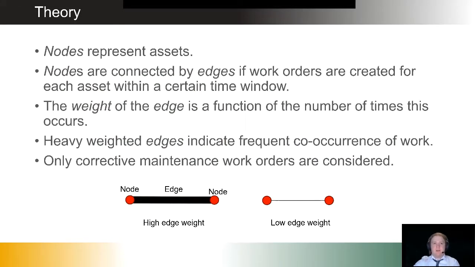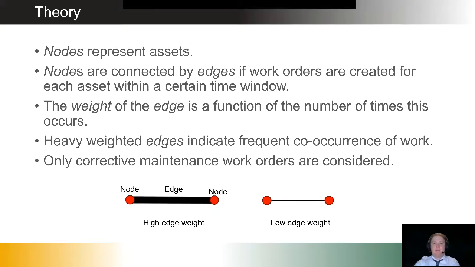From this data, a network of nodes and edges is constructed. The nodes represent the assets and are connected together with an edge if a work order is created for both assets within a specified time window of each other. These edges are assigned a weight based on the number of occurrences of this. So a higher weighted edge means that the assets connected have a co-occurrence of work many times in the data.